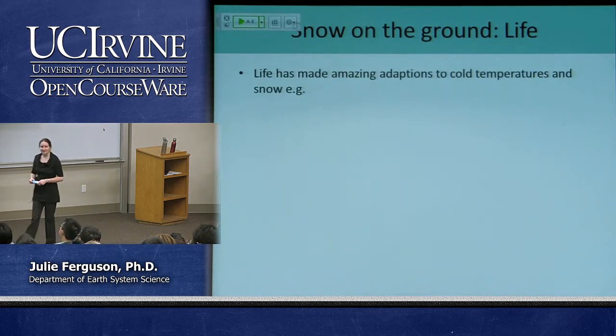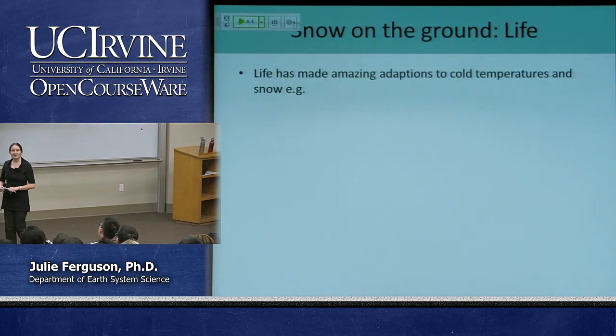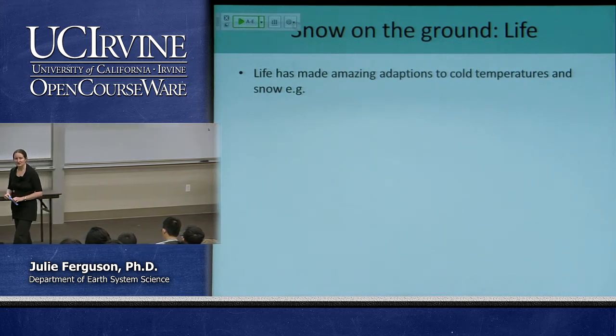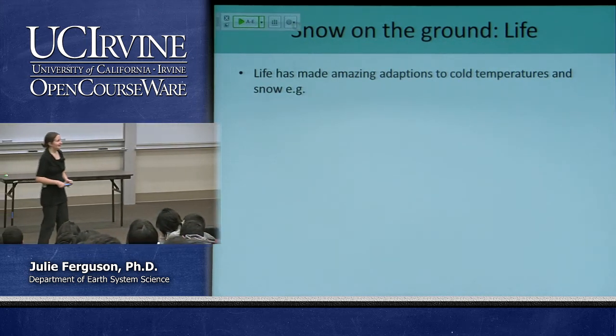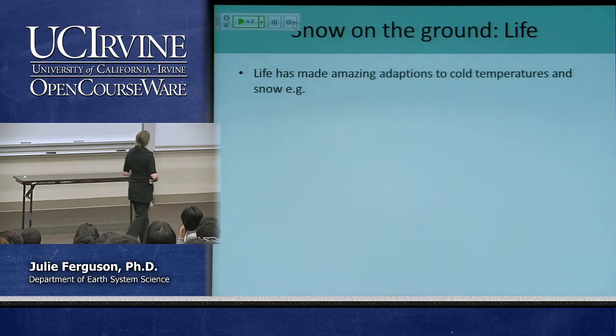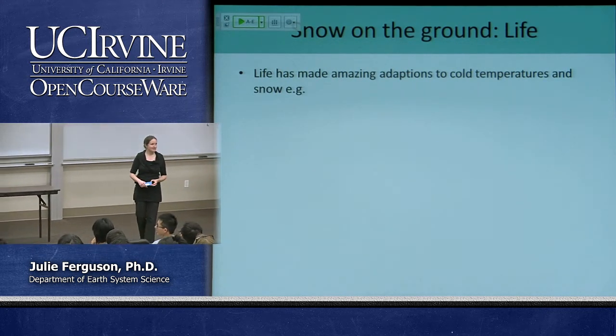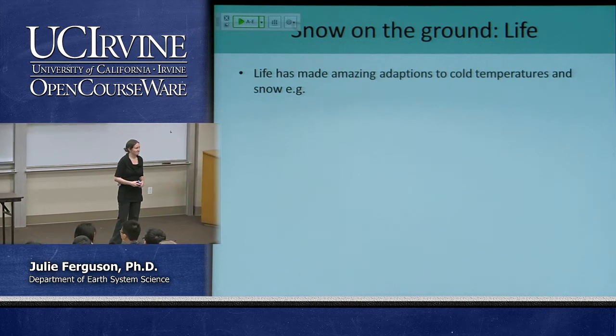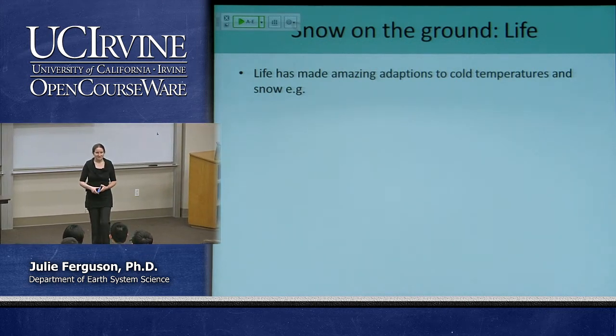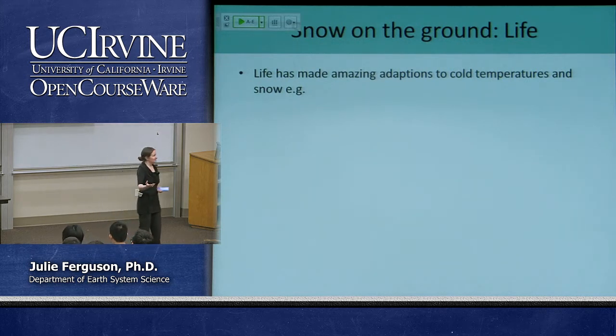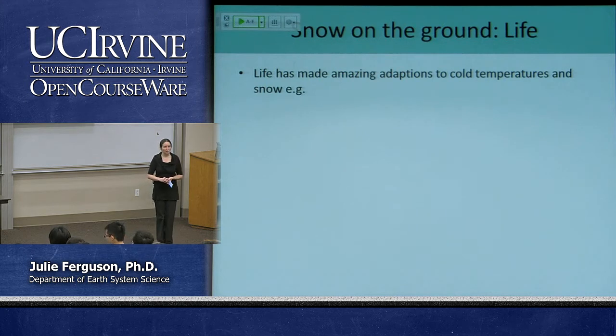So let's think about life. Life has made some pretty amazing adaptations to existing in the snow. Can anyone think of something that a plant or an animal does that means it's specially adapted to snowy conditions? Bears. What do bears do? Hibernate. They hibernate, absolutely. So perhaps something might hibernate. They might find themselves a cave or a sort of a snow hole and hibernate. What else?